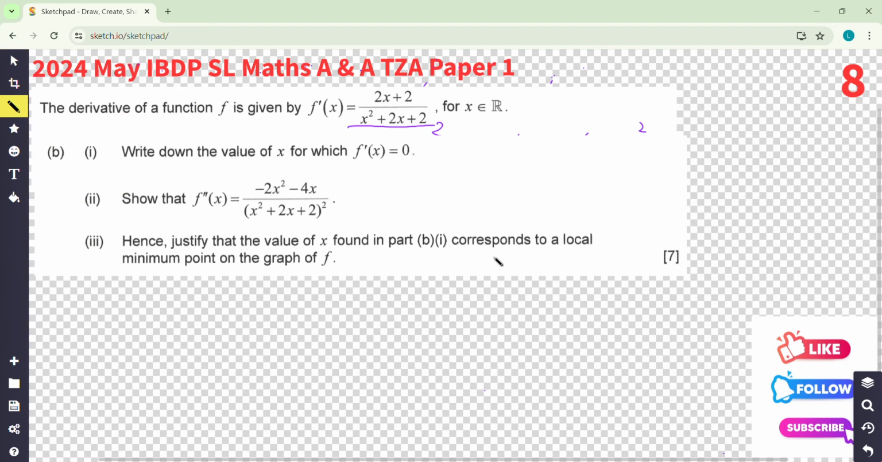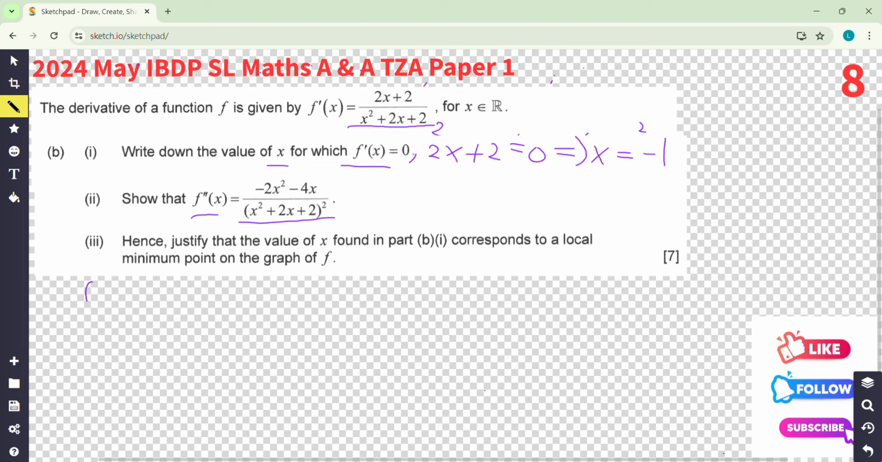Okay, part B, I said, write down the value of x for which f dash x equals 0. Easy, numerator equals 0. So numerator is 0. Very familiar, right? Yes, x equals negative 1. Good job. Next one, you have to show that the double derivative is like this. Wow, very hard, but you got this one, right?